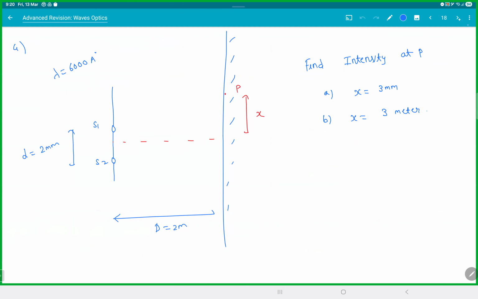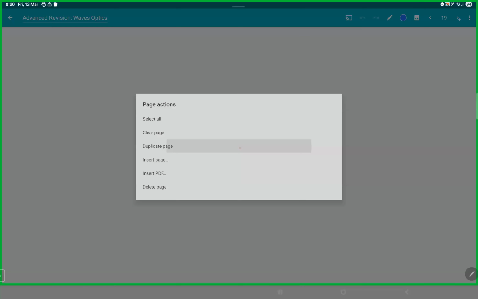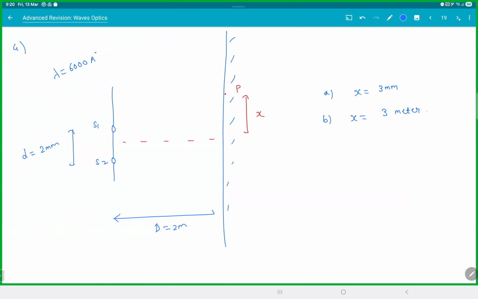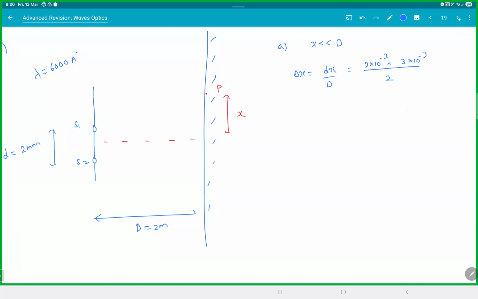How do we handle this? Let's see the first case. The first case, x is equal to 3 mm, which looks much, much smaller than d. I'll just use my regular formula. Delta x is equal to dx by D. d is 2 mm, 2 into 10 power minus 3, x is 3 mm, 3 into 10 power minus 3, by 2 meters. And this is equal to, so then we get phase angle is equal to 2 pi by lambda delta x.